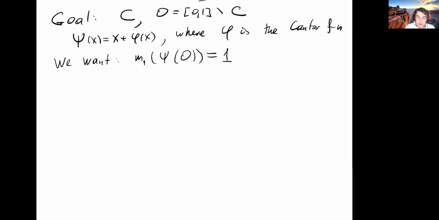Okay, so let's recall what O is. O is the union of the O_k's, and O_k itself is the union of I_{k,1} with I_{k,2} with and so on up to I_{k,2^k-1}.